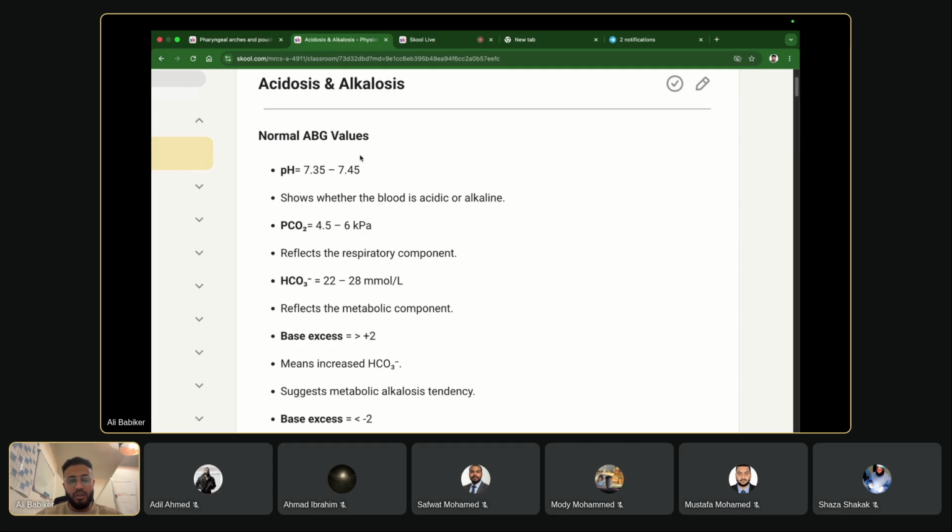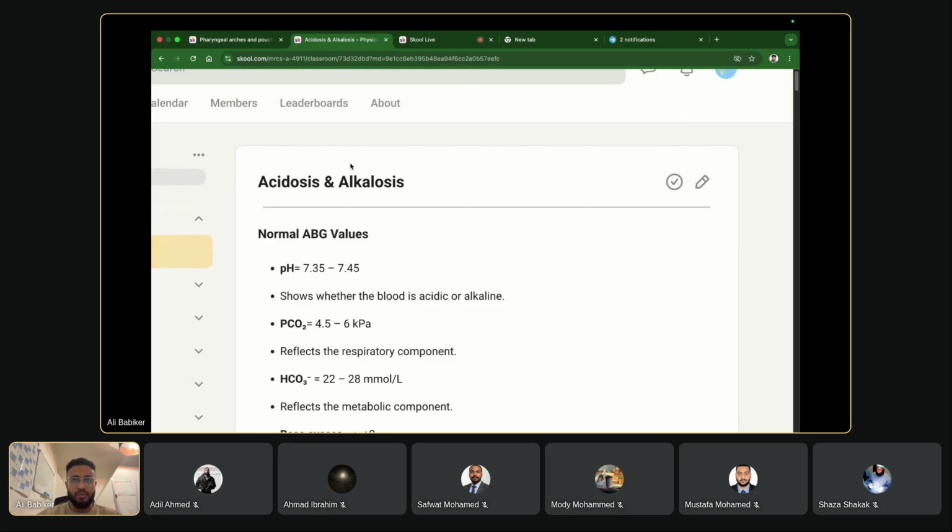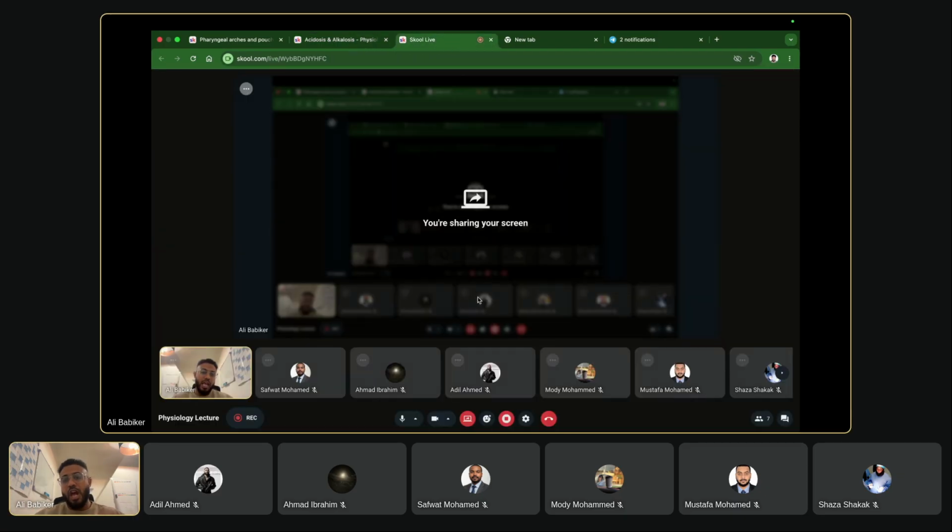So the normal ABG values: I want you to memorize these and keep them in your head, because this will help you identify whether your patient is in acidosis or alkalosis. And for the bigger picture, why acidosis and alkalosis are so crucial: your body needs a specific pH to function. All the enzymes, all the hormones, all your body functions depend on a specific environment. Thus, acidosis or alkalosis is very harmful. You could die from them.